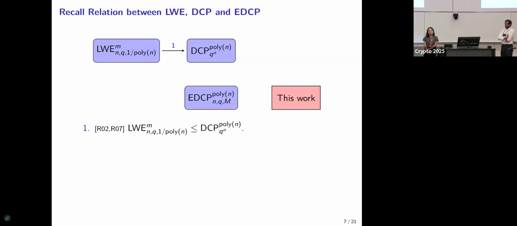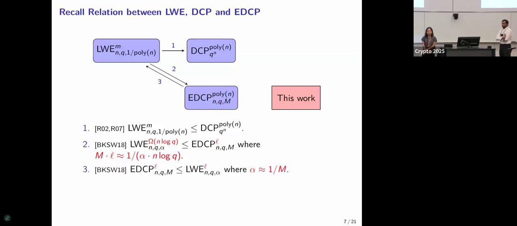Even later, Kuperberg presented a sub-exponential time algorithm to solve DCB. It won't lead to any sub-exponential algorithm for LWE. And as I mentioned in the beginning, by the same authors, Brakerski, Kirshanova, Stehlé, and Wen, in their paper in 2018, they showed the equivalence between LWE and EDCB under some constraints. We will discuss these constraints more when we talk about the impact of our algorithm on LWE. And of course, EDCB can easily reduce to DCB.